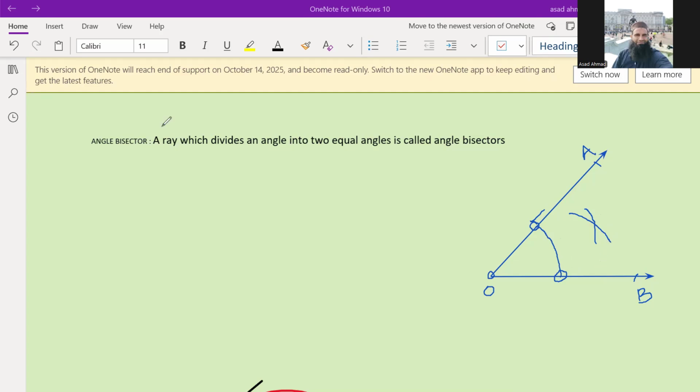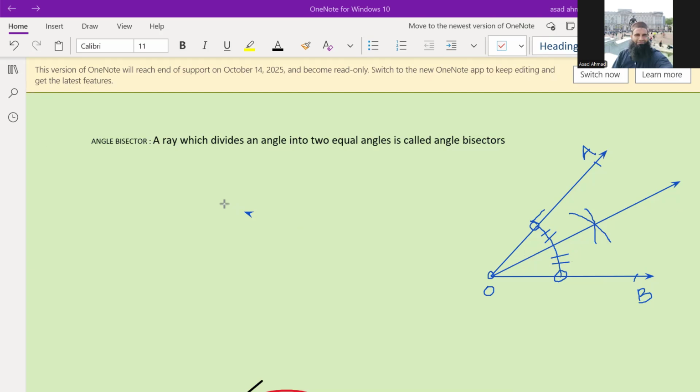And simply by joining O to this point of intersection, you will be able to draw the angle bisector. So you will see that in this way, you have to draw the angle bisector, and these two angles will become equal. So this is how you have to draw the angle bisectors. Now for the application of angle bisectors in the case of a triangle, we will learn how to draw them.